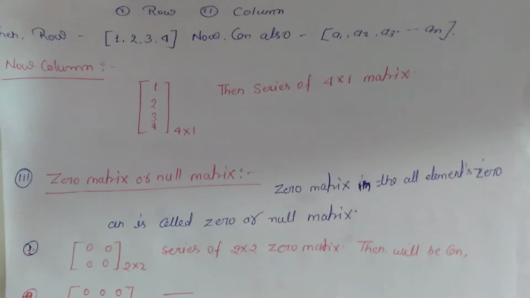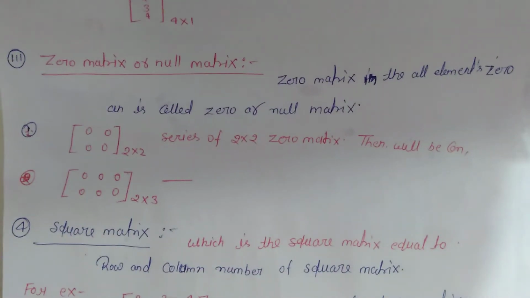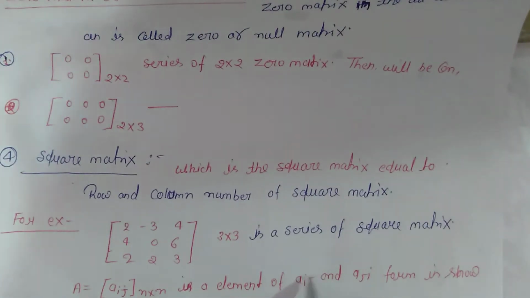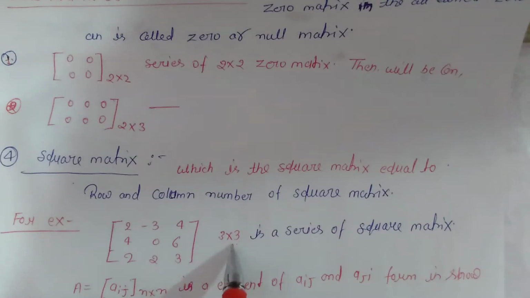And fourth is the square matrix. What is a square matrix? A matrix in which the number of rows is equal to the number of columns is a square matrix. For example, the matrix with rows 2, minus 3, 4, then 4, 0, 6, then 4, 0, 6, of order 3 cross 3, is a square matrix. Other examples are 3 cross 3 and 4 cross 4 matrices, where rows and columns are equal in number.